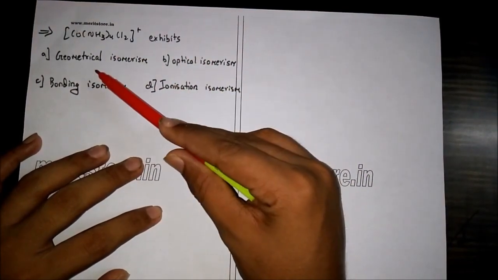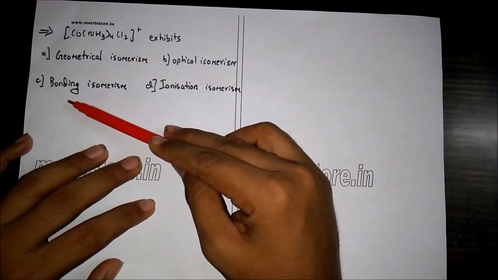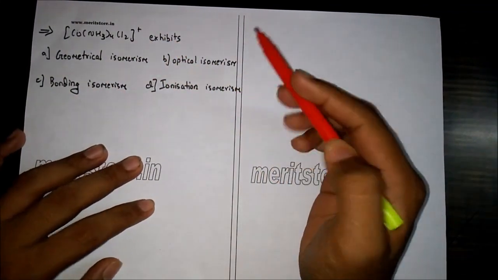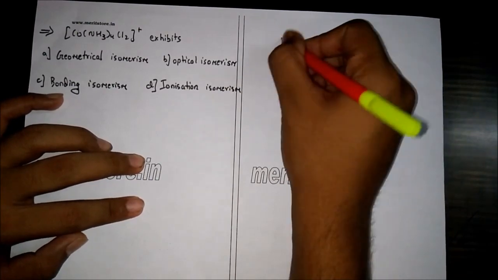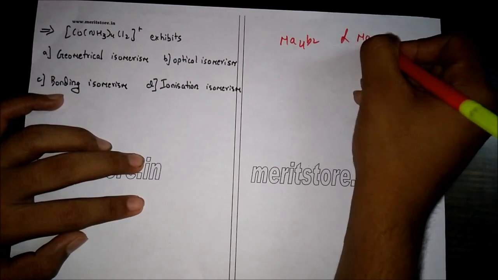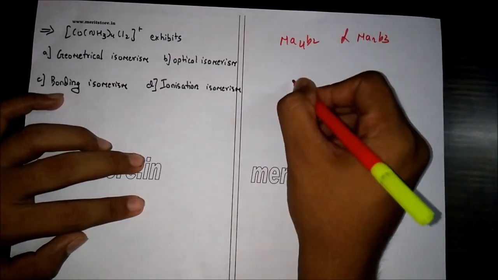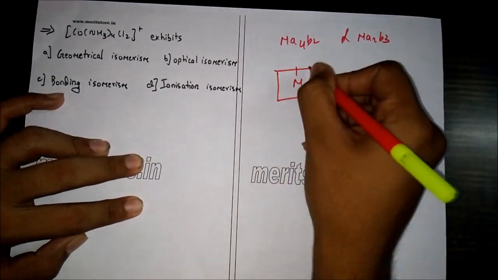[Cu(NH3)4Cl2]+ exhibits A. Geometrical isomerism, B. Optical isomerism, C. Bonding isomerism, or D. Ionization isomerism. Now [Cu(NH3)4Cl2]+ is the Ma4B2 type complex. Therefore it exhibits cis and trans isomerisms, which is like this.